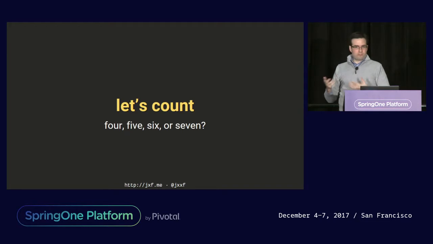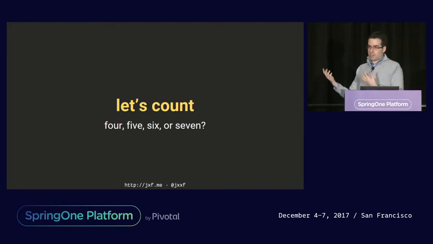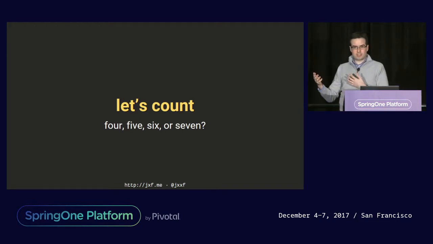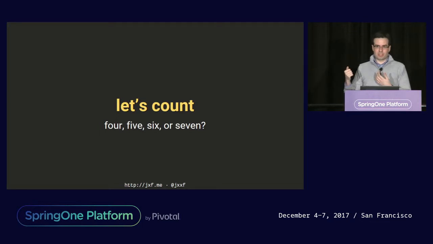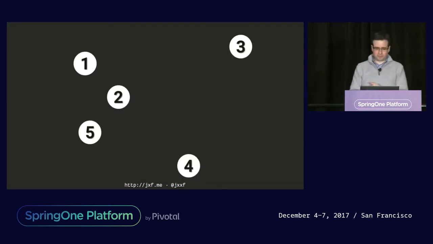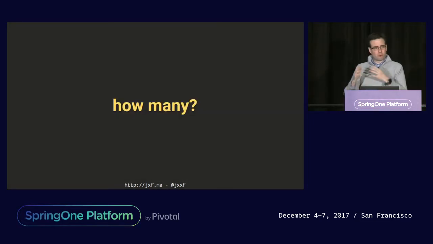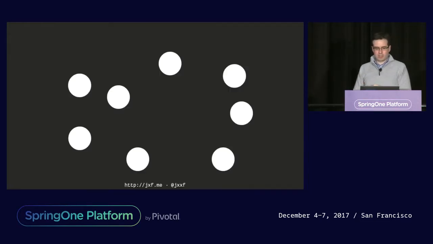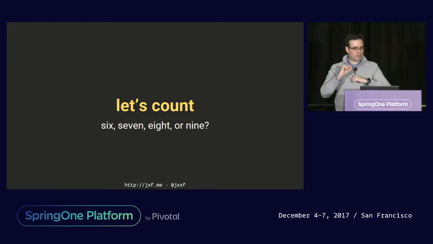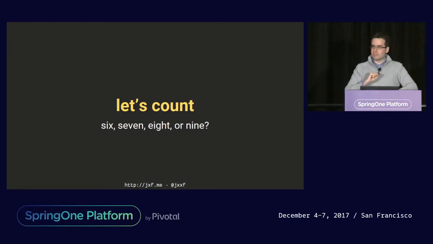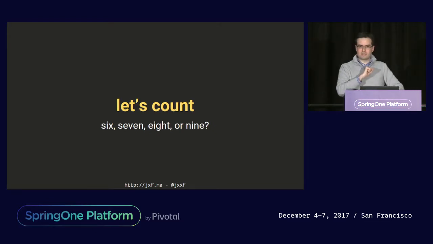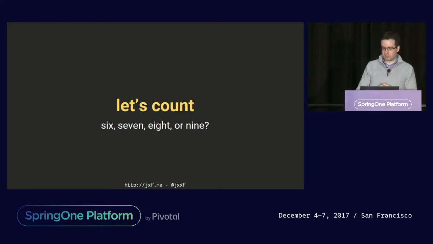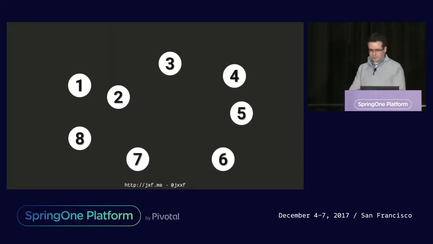So raise your hand if you thought there were 4 dots, 5 dots, 6 dots, or 7 dots. So significantly more distributed this time. There were 5 dots. One more time. So raise your hand if you thought there were 6 dots, 7, 8, and 9. So even more distributed. So there were 8 dots there.